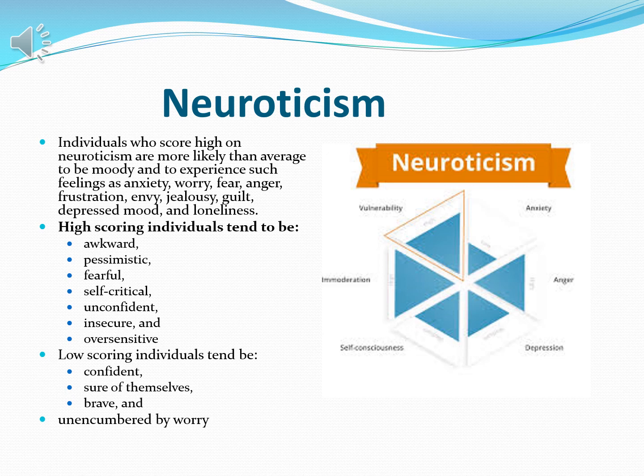People who score high on this are awkward, pessimistic, fearful, self-critical, unconfident, insecure, and oversensitive. And people who score low on this are more confident, sure of themselves, brave, and unencumbered by worry. So they don't take worries too much. These were the characteristics of the people who have the traits of neuroticism.